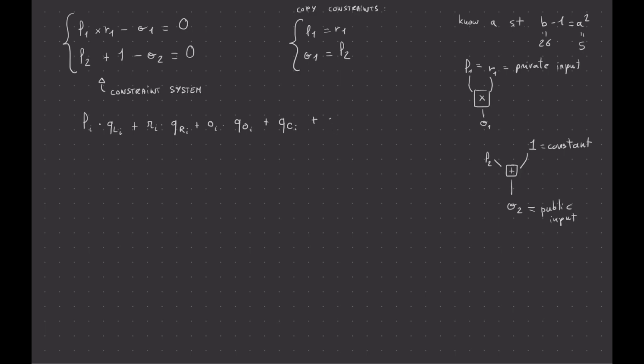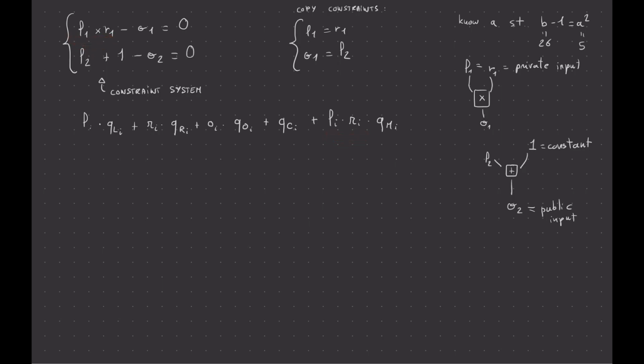Well, let me write it like this: Li times Ri times QMi. This is kind of weird, but basically, this thing here are the left and right wires, and the output wire. Then we have the constant that is going to be helpful for this part in the circuit, or in the equation. And then we have the multiplication we can have in our equation here.